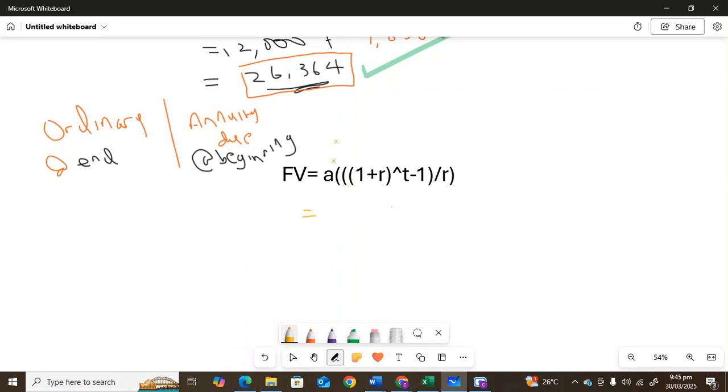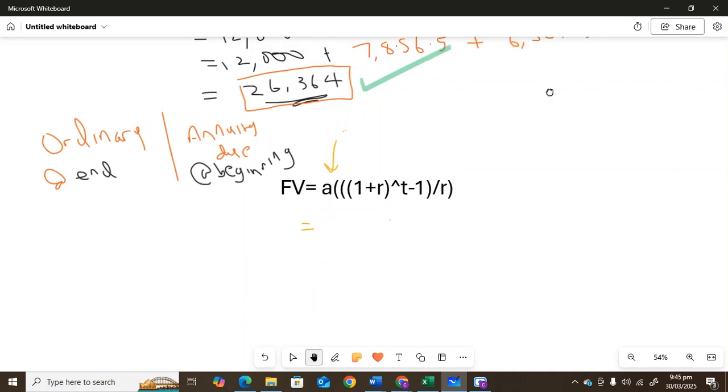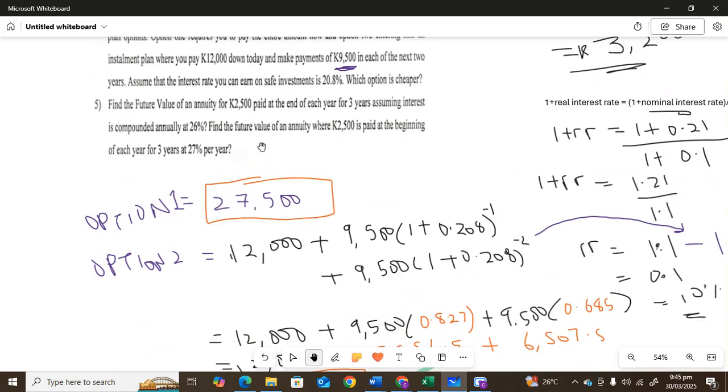So in this equation here, this is the equal payments that you'll be receiving. In this question, they told us you're receiving 2,500 paid at the end of each year for 3 years. Since they've told us paid at the end, the question won't tell you if it's an ordinary annuity or an annuity due. It's for you to read. So when you hear at the end, just equate it to an ordinary annuity. And the interest is compounded annually at 26%.